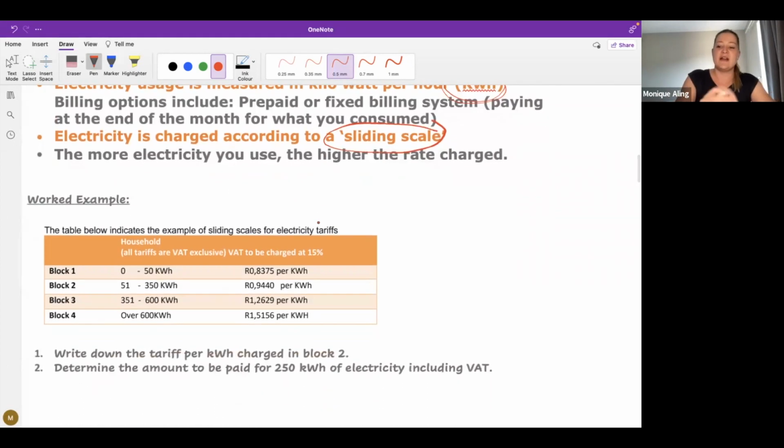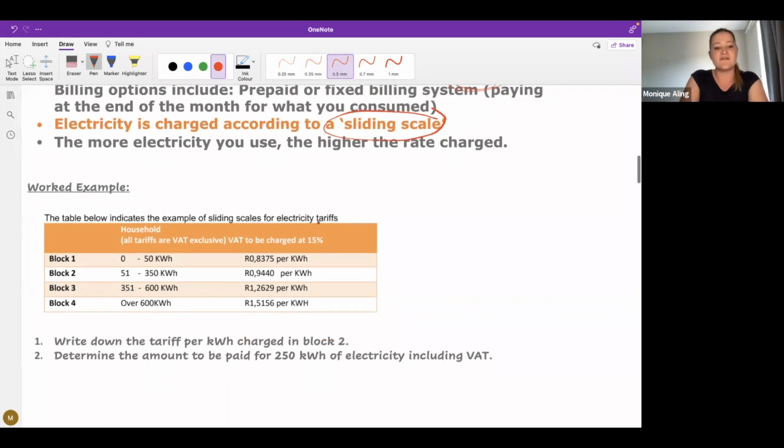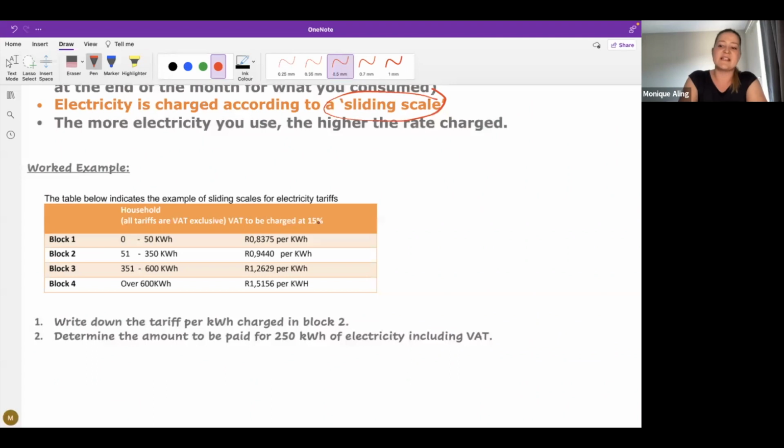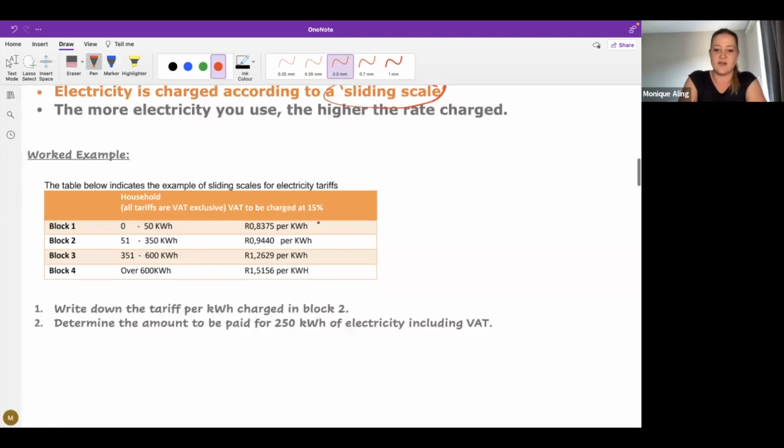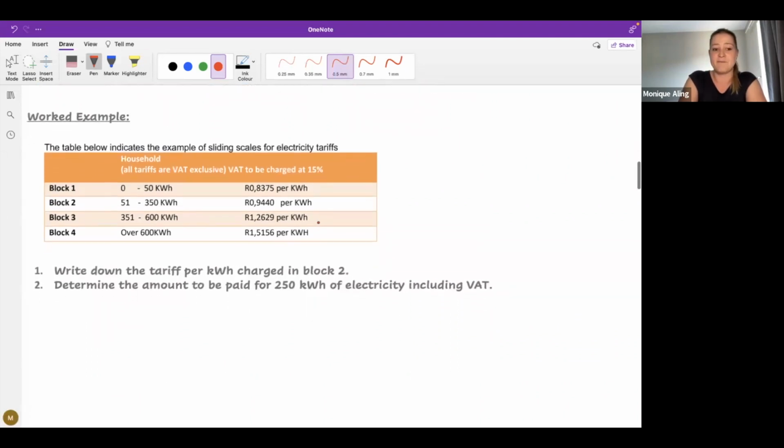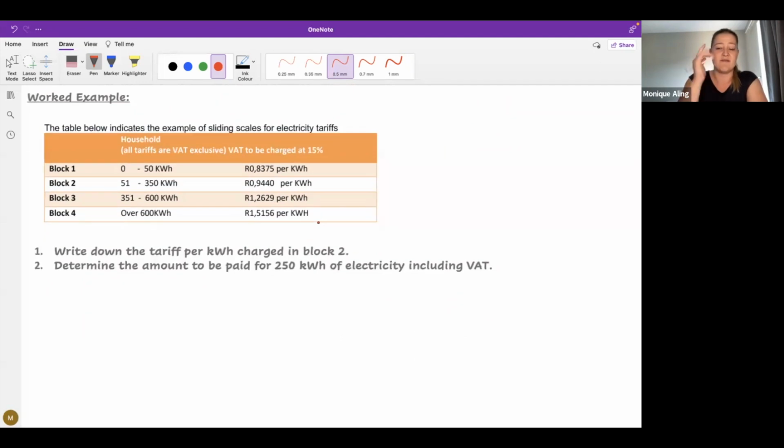So when it comes to electricity tariffs, it can be asked in many ways. Each question I've given you today, you'll see it's been asked in a different way, and they've given you different kinds of information. So I chose this first one because it's very similar to water tariffs. So that's still fresh in your mind from Monday. So keeping that water tariff information in your mind, let's have a look at our worked example.